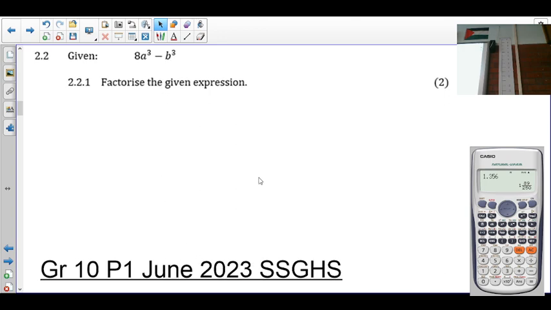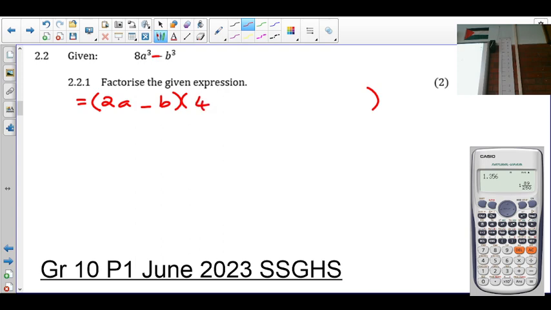Alright, 2.2.1. You are given 8a cubed minus b cubed. People, here we got the difference of cubes. Factorize the given expression. So the cube root of 8a cubed is going to be 2a, minus b, cubed. Right? So what do we do first? Square the first term. So 2a whole squared, 4a squared. This is minus, so here goes plus 2a times b, 2ab, and the last term squared, b squared. Okay.